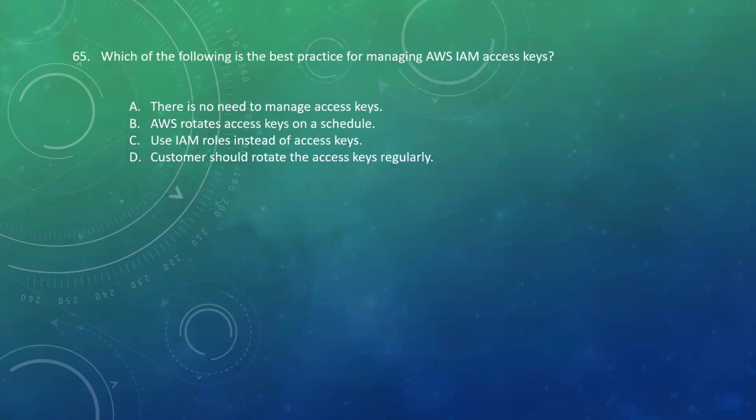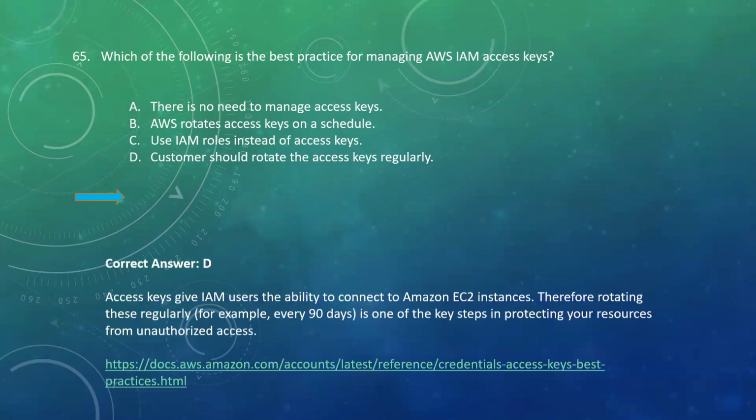Moving on to the next question. Which of the following is the best practice for managing AWS IAM access keys? Your options are: there is no need to manage access keys; AWS rotates access keys on a schedule; use IAM roles instead of access keys; customers should rotate the keys regularly. So the right answer is option D.